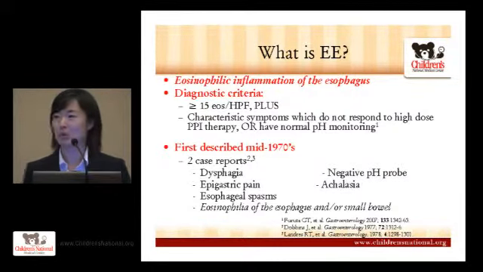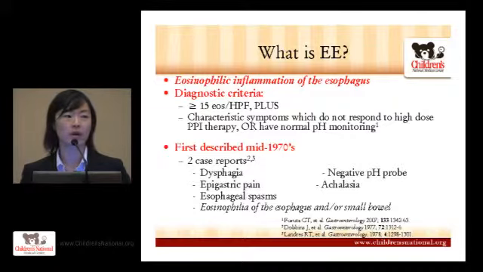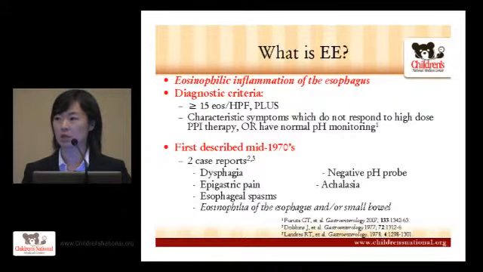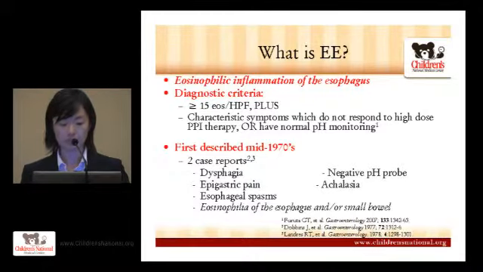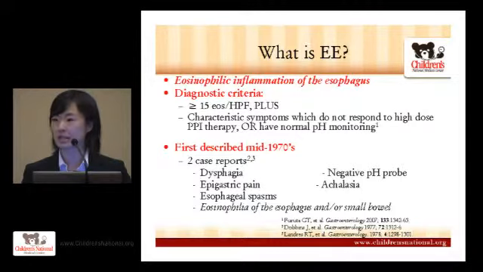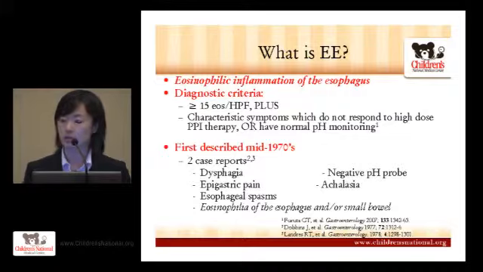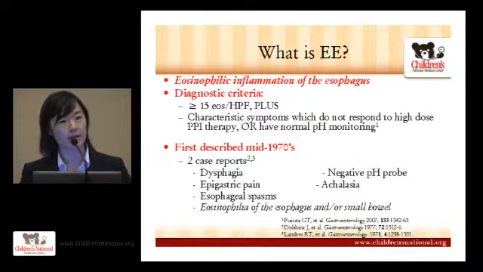And fortunately, in 2007, an expert panel came up with some formal diagnostic criteria, which has really helped streamline the diagnosis of these children and adults. And these diagnostic criteria are, one, characteristic histologic findings, primarily at least 15 eosinophils per high-powered field in the esophagus, as well as characteristic symptoms that don't respond to high-dose acid suppression or are in a patient that has a normal pH probe monitoring.